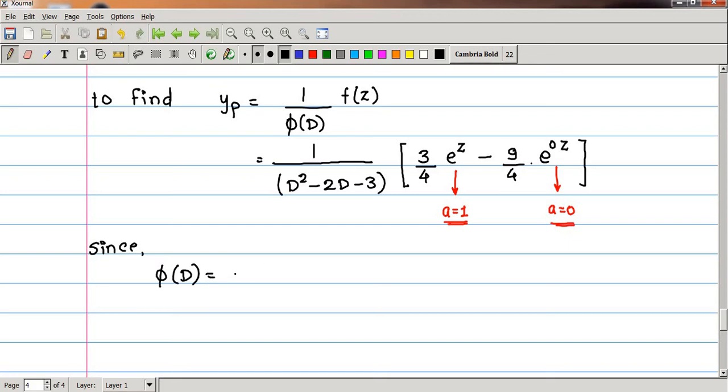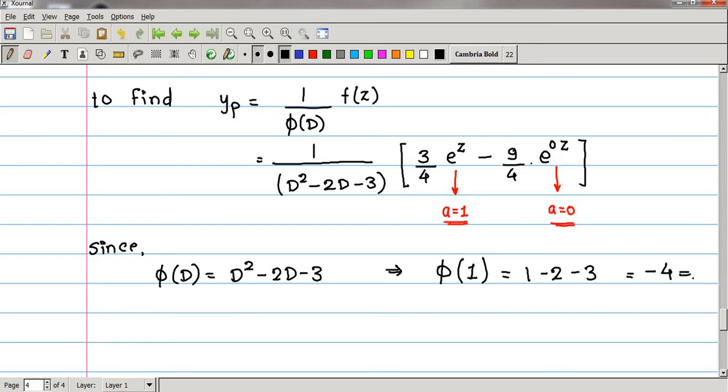The auxiliary equation is D squared minus 2D minus 3. Our shortcut method formula for an exponential function is to replace D by a, so we replace D by 1. This value will be 1 minus 2 minus 3. 1 minus 2 is minus 1, so this value is equal to minus 4. Since this is not equal to 0, there is no case of failure.